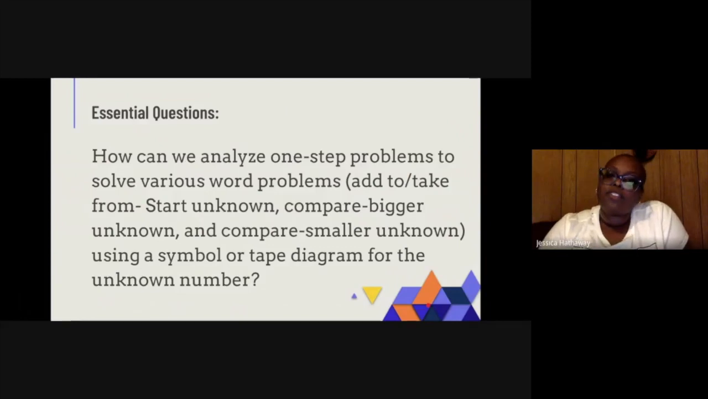Here is our essential question. So by the end of this week, you should be able to answer this question. How can we analyze one-step problems to solve various word problems using a symbol or tape diagram for the unknown number?